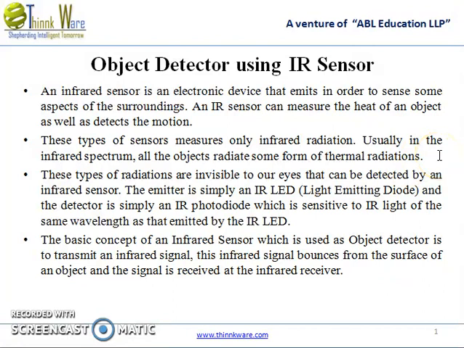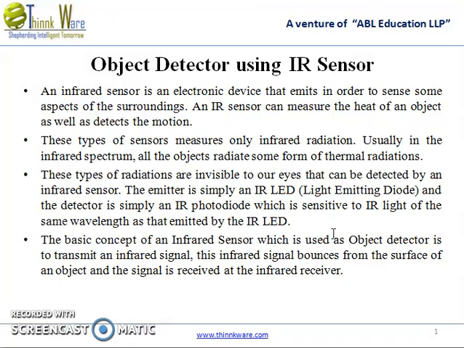Usually, in the infrared spectrum, all the objects radiate some form of thermal radiation. These types of radiation are invisible to our eyes, but can be detected using an infrared sensor. The emitter is simply an infrared LED, and the detector is simply an IR photodiode, which is sensitive to IR light and detects it.